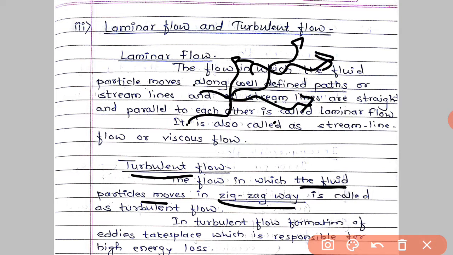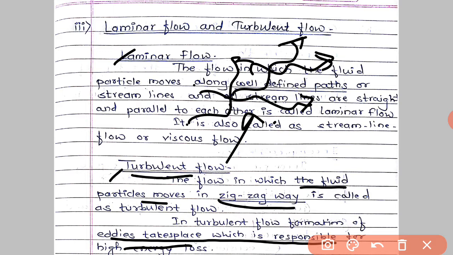Like this way they will flow in turbulent flow. So in turbulent flow, formation of eddies takes place, which is responsible for the high energy loss. So here eddies formation or vapor bubble formation takes place in the flow, and they are responsible for the high energy losses in the turbulent flow. This is laminar flow and this is turbulent flow.